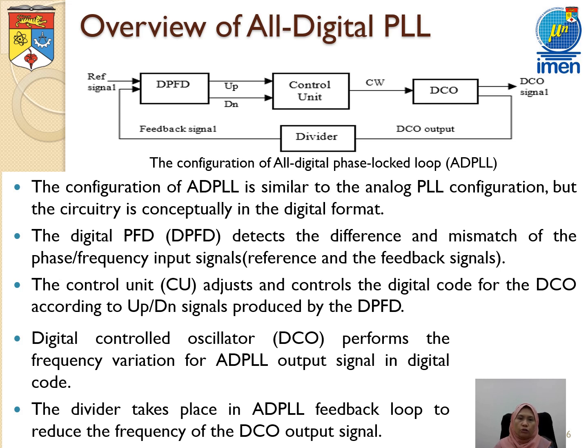So the digital PFD here detects the difference and mismatch of the phase or frequency of the input signals, which are the reference and feedback signals. And the control unit here is to adjust and control the digital code for the DCO according to the input up and down signals. The digitally controlled oscillator here performs the frequency variations for the ADPLL output signal. And the divider here is to reduce the frequency of the DCO before feedback to the DPFD block.